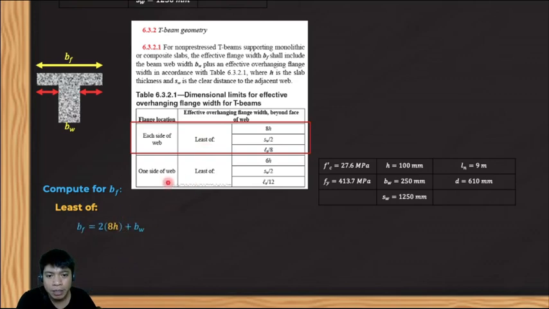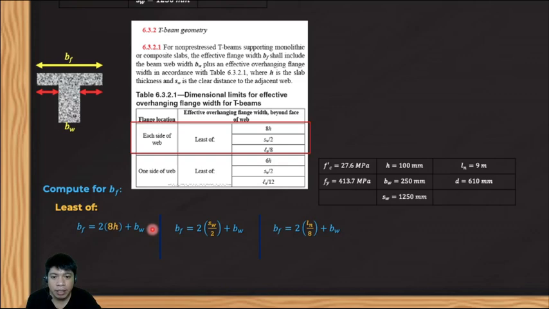Okay, so formula natin first is B sub F equals 2(8H), kasi dalawa nga. Again, itong mga nandito na formula is yung sa bawat side lang ng overhanging flange width beyond face of the web. Okay, ito nga nakasulat dito, effective overhanging flange width beyond face of the web. Okay, so 2(8H) plus B sub W, yun yung una nating B sub F. Yung pangalawa natin of course is 2(S sub W over 2) plus B sub W. And then yung pangatlo natin of course is 2(L n over 8) plus B sub W.